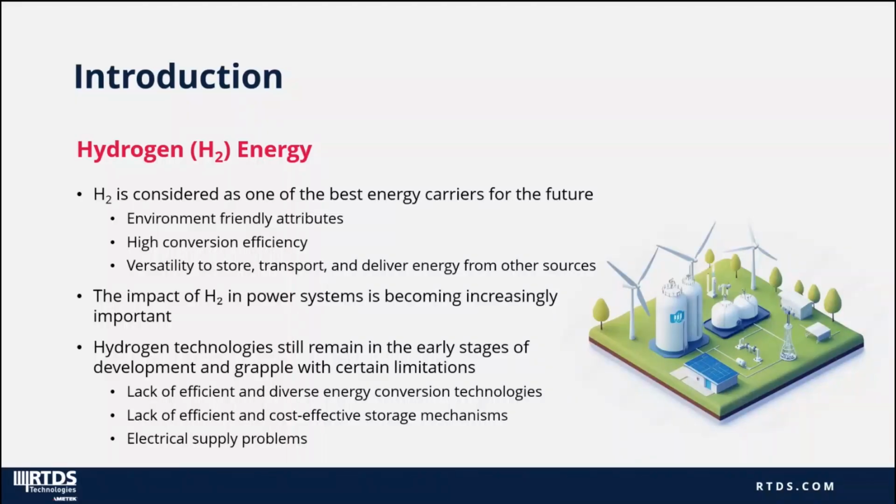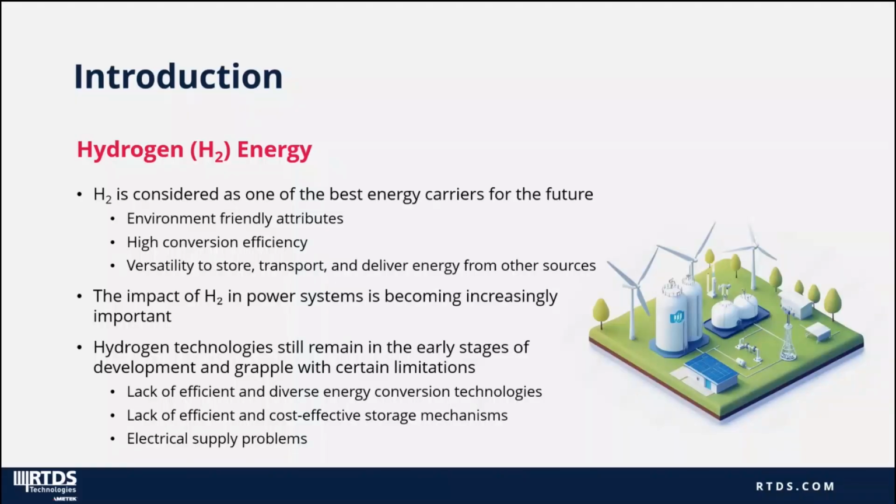However, because of the early stage of development, it faces several limitations. The main limitation is the lack of efficient and diverse hydrogen production technologies. Eco-friendly methods such as electrolysis are available, but they are not available on a large scale. Another limitation is the lack of an efficient and cheap storage mechanism. Hydrogen gas has a low volumetric density, making it difficult to store.